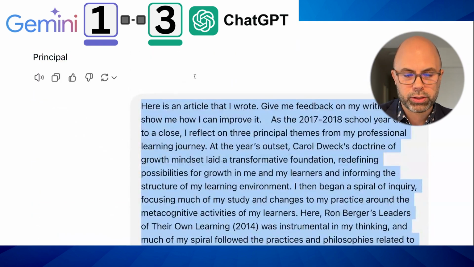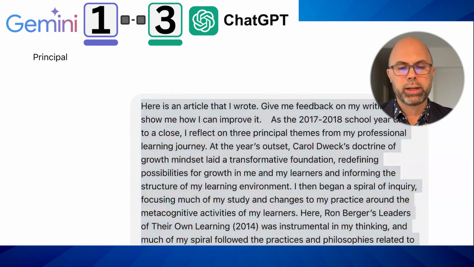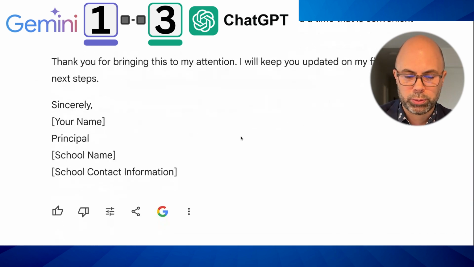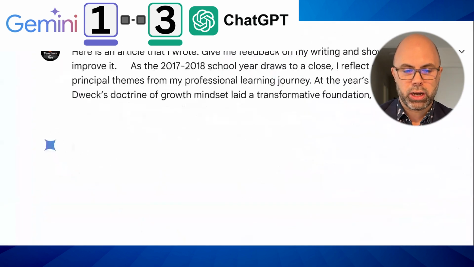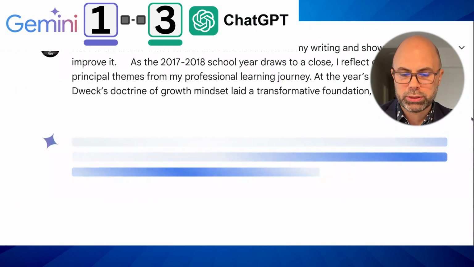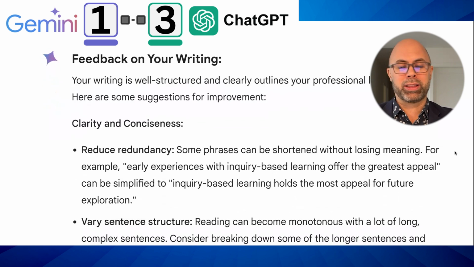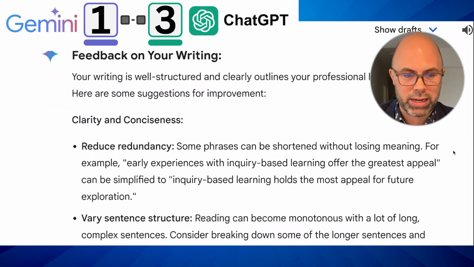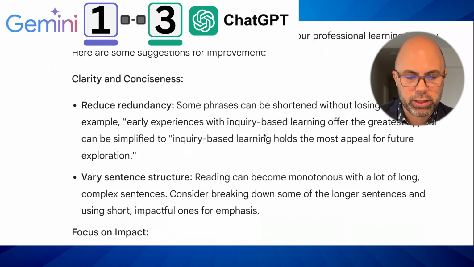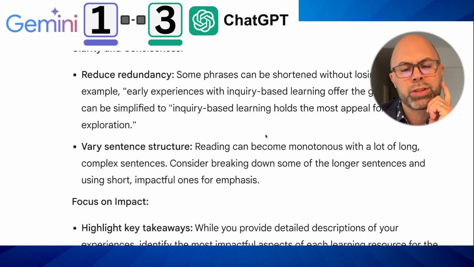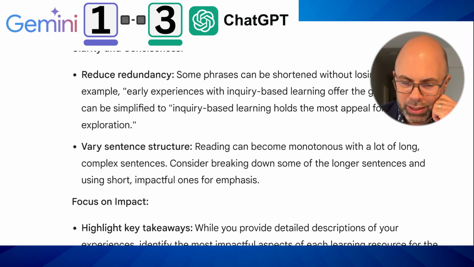Let's see here. Here's an article that I wrote. Give me feedback. Okay. So let's go over here to Gemini and drum roll, please. Okay, I've copied the entire prompt. Okay, I know they're fast, but this is like ridiculously fast. Feedback on your writing, clarity and conciseness, reduce redundancy. Okay, you tell me, Gemini, how I've been redundant.